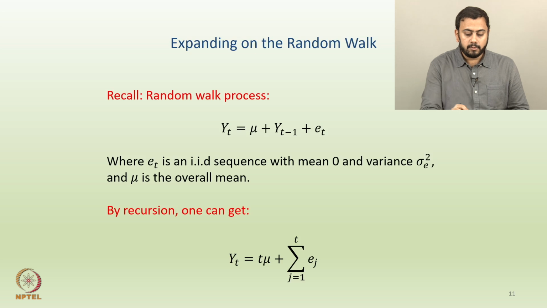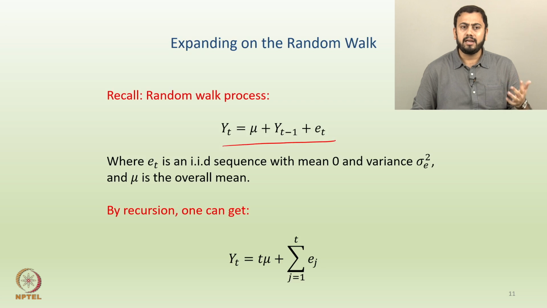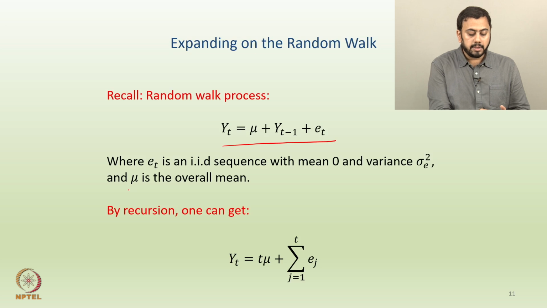So initially, if you recall, this exactly is a random walk. y_t equals mu plus y_{t-1} plus e_t, and as always the e_t are nothing but an IID sequence of random errors with mean 0 and some fixed variance sigma squared e. And above all this, mu is nothing but the overall mean there.